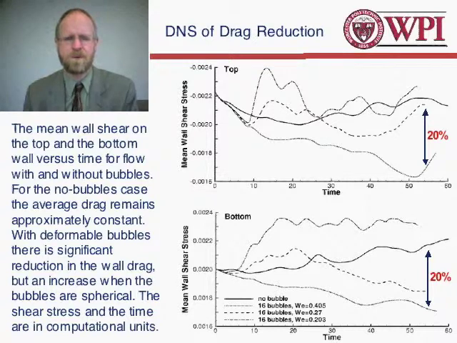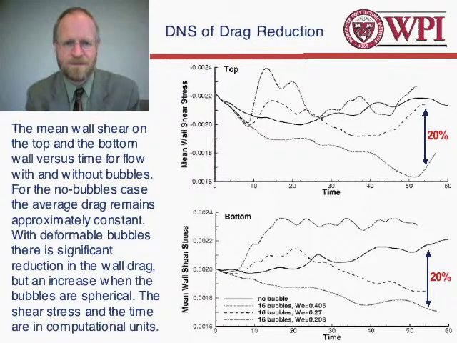The quantity that we are most interested in is the wall drag. In this figure, we plot the average wall drag for 4 runs, both flow without bubbles as well as flow with bubbles with 3 different Weber numbers, both on the top wall and the bottom wall. The solid line is the flow without bubbles, and even though there are some fluctuations, for the most part, if we simulated long enough, we would expect the drag to average out to approximately constant.